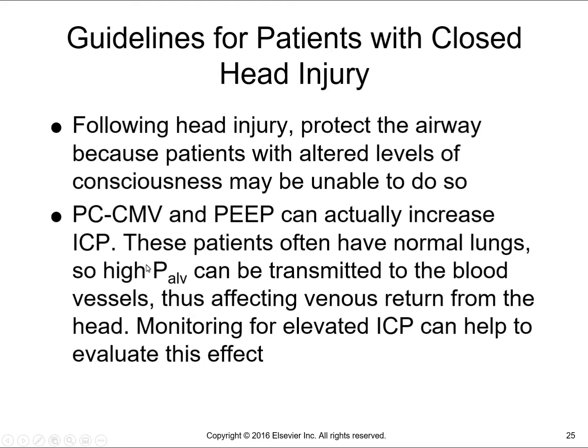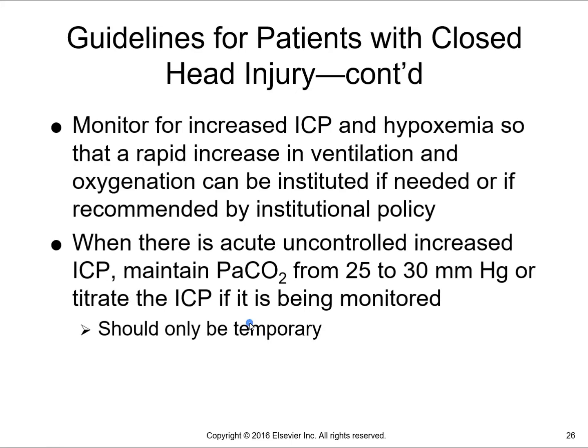These patients often have normal lungs, so high alveolar pressures can be transmitted to the blood vessels, thus affecting venous return from the head. Monitoring for elevated ICP can help to evaluate this effect. So again, with pressure control, it can increase it, but if we start off at a low pressure, we should be okay. With PEEP as well, we just got to monitor the PEEP. With these particular patients, I probably would start them at a +3, but most likely the doctors still put them on +5. And it says monitor for increased ICP.